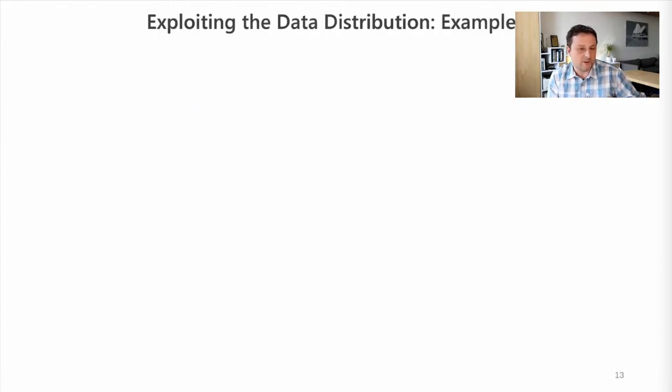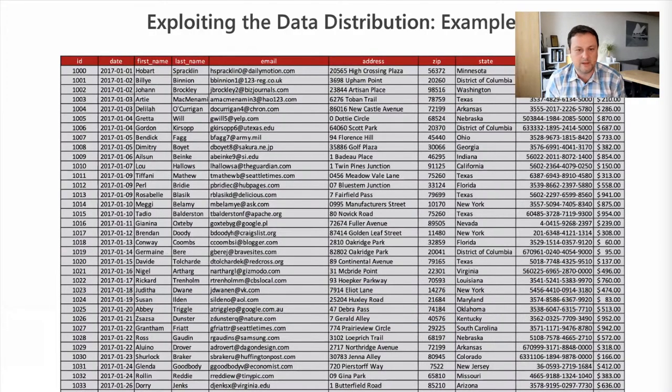So what's the core idea behind that? Let's assume we have a table or some data set like this one, where we have orders with their address, email address, and so on, credit card number, order amount, and then there's an ID field, which is in this case roughly an auto increment started at ID 1000.